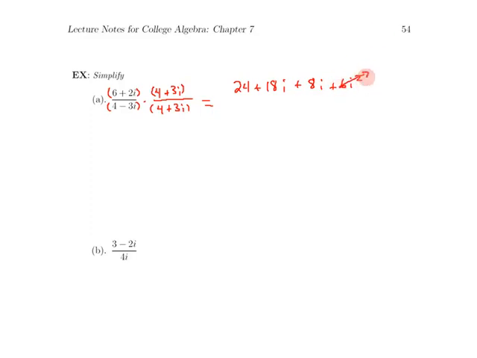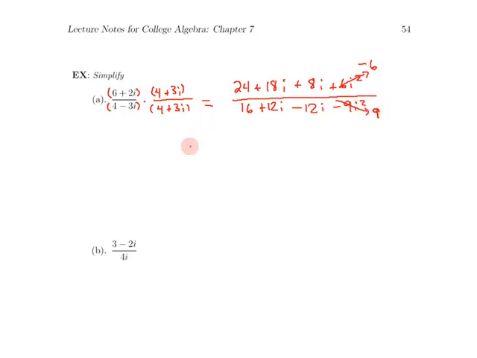Okay, as we know, this is going to become a negative 6. We'll use that in our simplifying on the next step. On the bottom, I'll have 4 times 4, which is 16. 4 times 3i is plus 12i. Minus 3i times 4 is minus 12i. Negative 3i times 3i is minus 9i squared, which is going to become a plus 9.